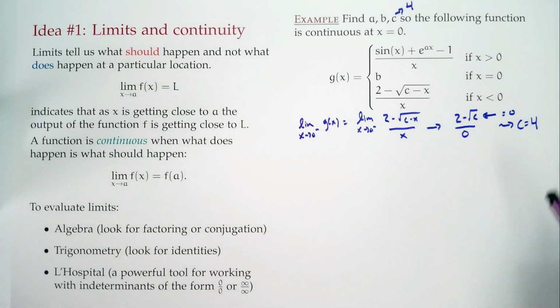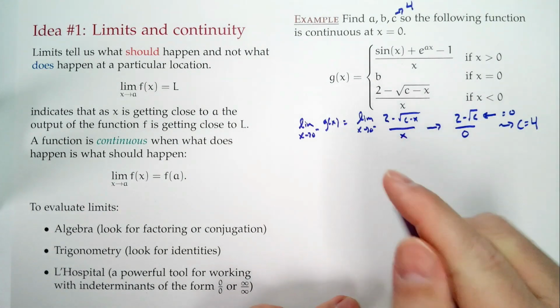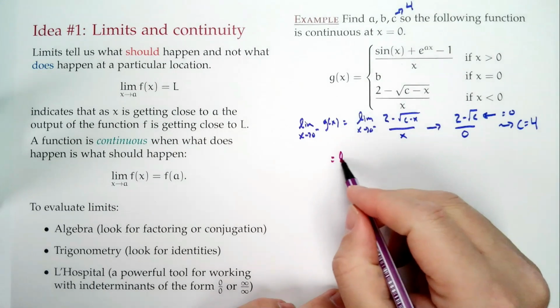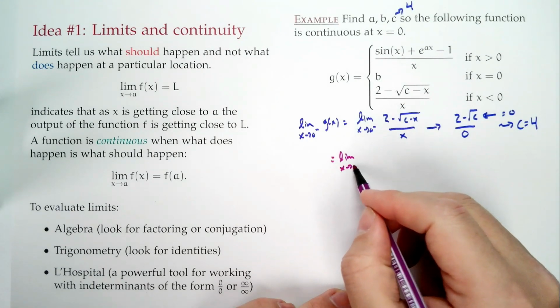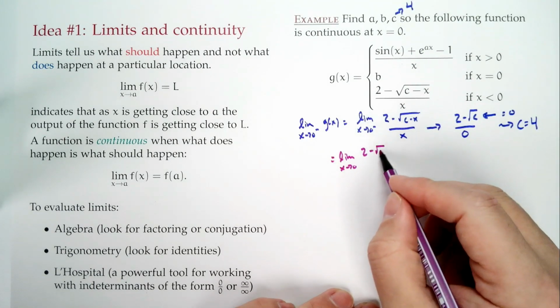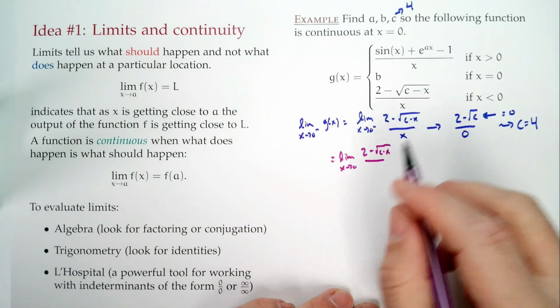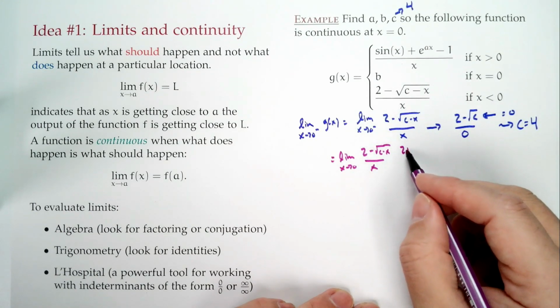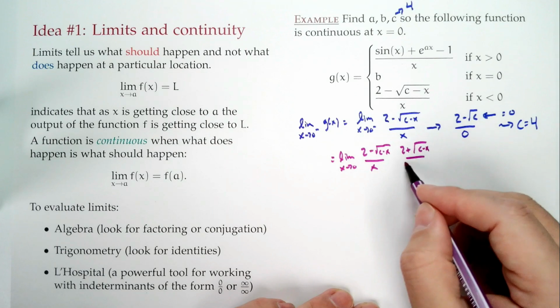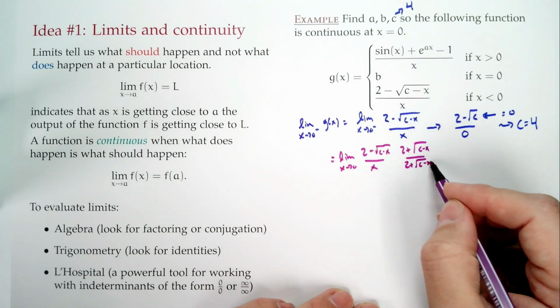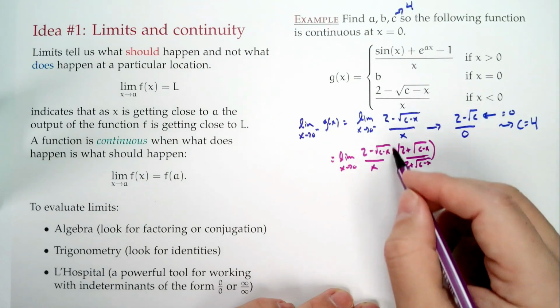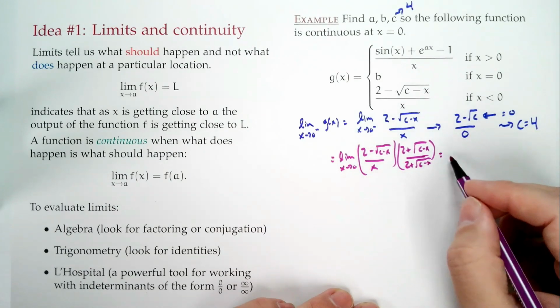Now we know what c is. c is 4, so we get 0 over 0. Now we could do l'Hopital. We don't have to. Let's flex our old conjugate muscles. So let's take this, and multiply top and bottom by 2 plus the square root of c minus x over 2 plus the square root of c minus x. Remember that conjugation works by flipping the sign in the middle. This is the old fact: multiplying by 1 doesn't change anything.